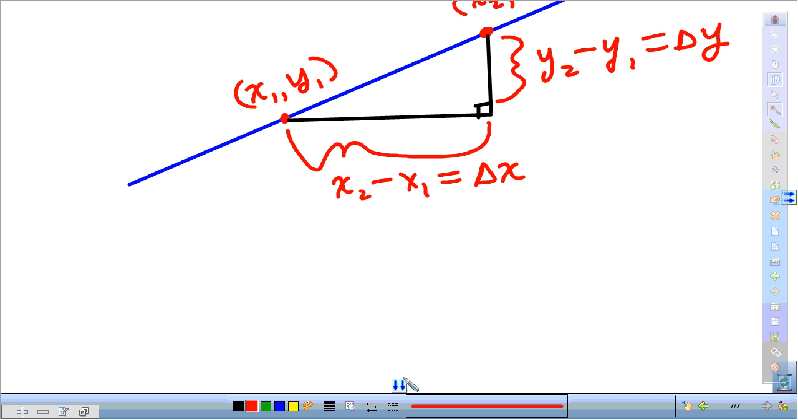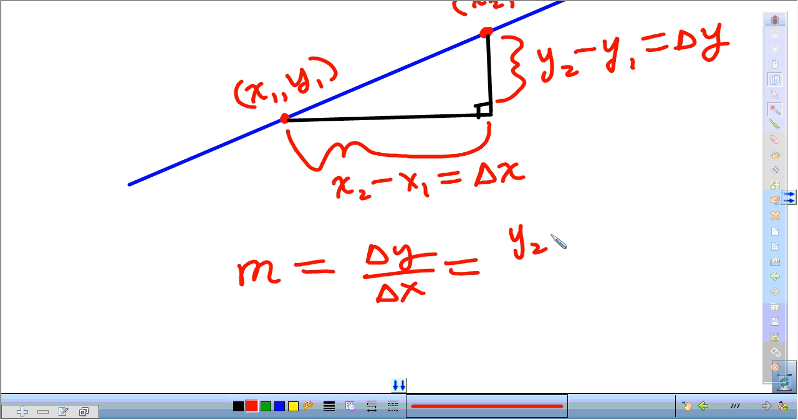So the slope m is the change in y over the change in x, or in terms of the coordinates, the difference in the y coordinates divided by the difference in the x coordinates.